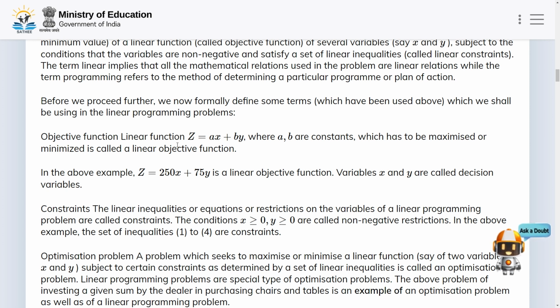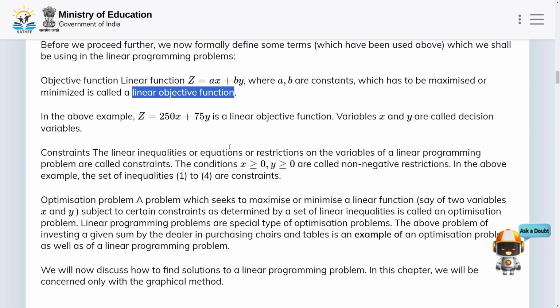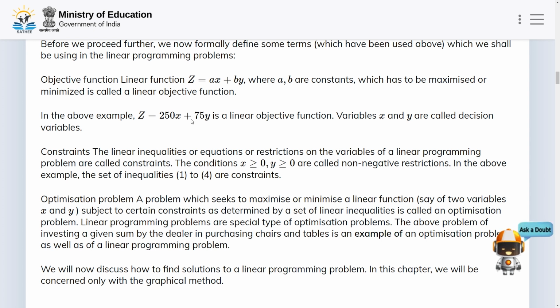Now let's see the objective function. A linear function z equals ax plus by, where a and b are constants, which has to be maximized or minimized, is called a linear objective function. Any function of this type we will call a linear objective function. For example, in the above example, z equals 250x plus 75y is a linear objective function. Variables x and y are called decision variables, as the decision depends on x and y.